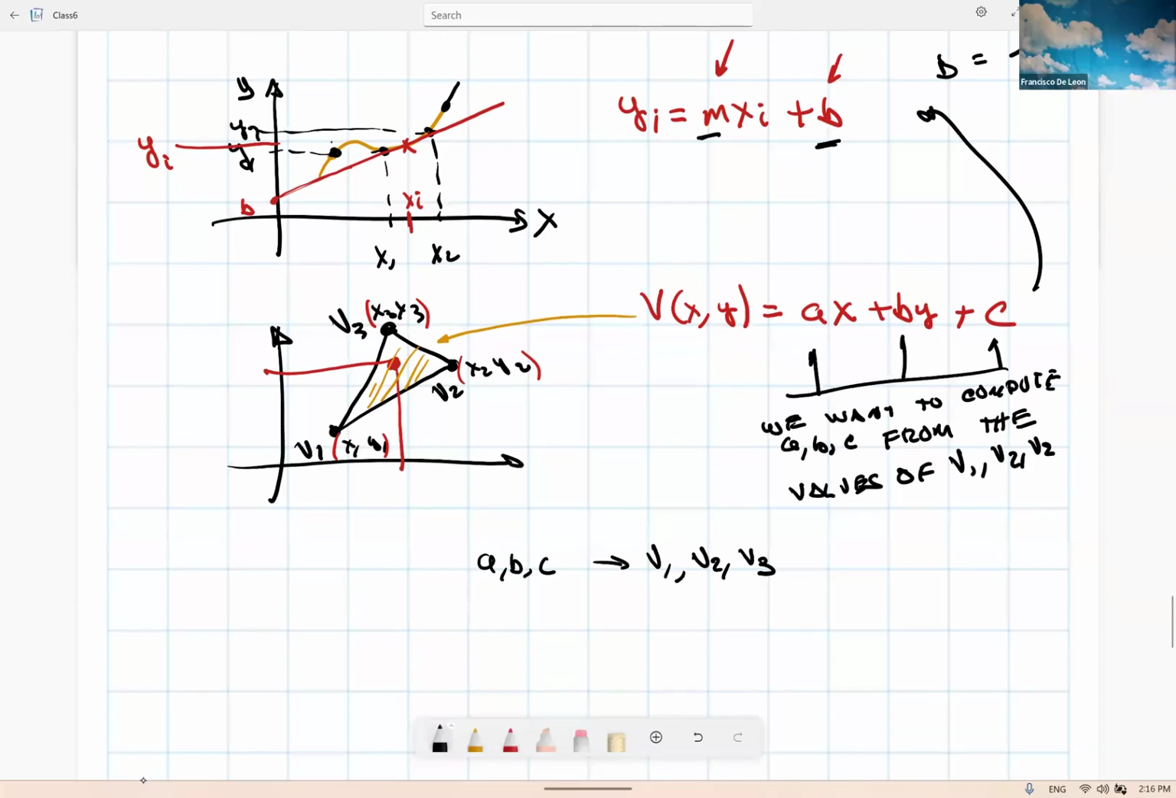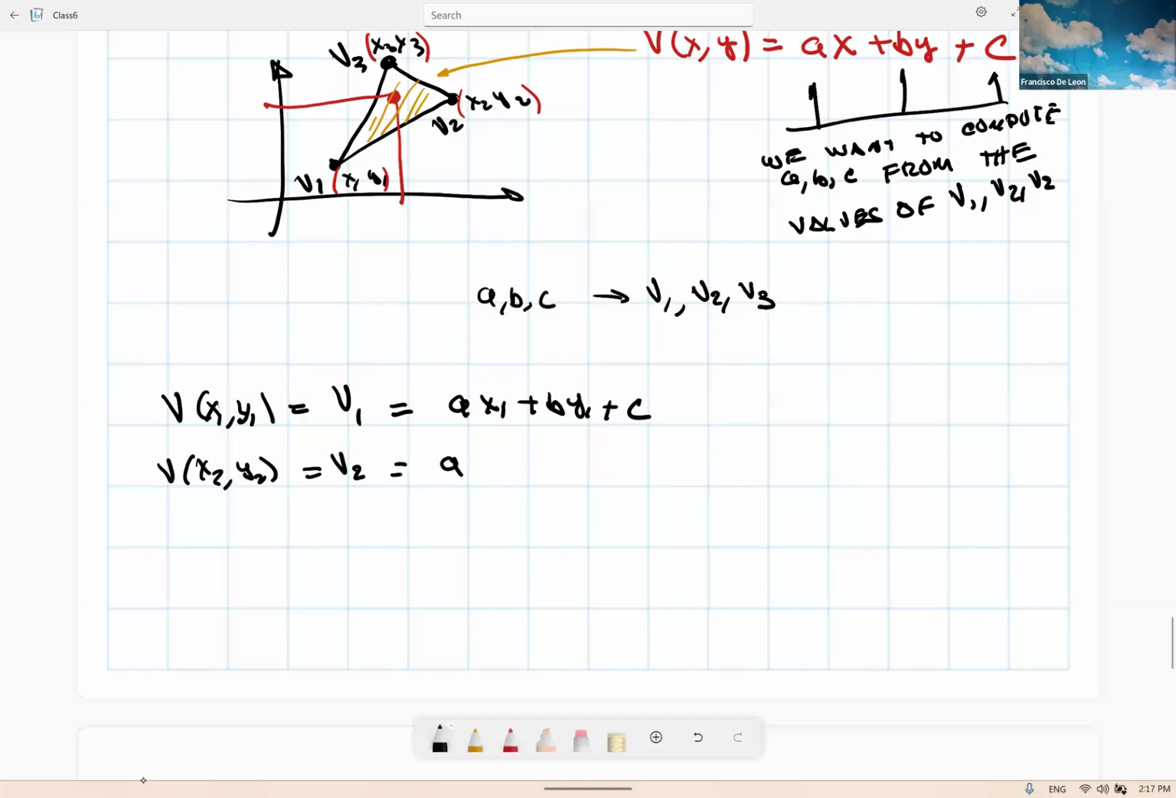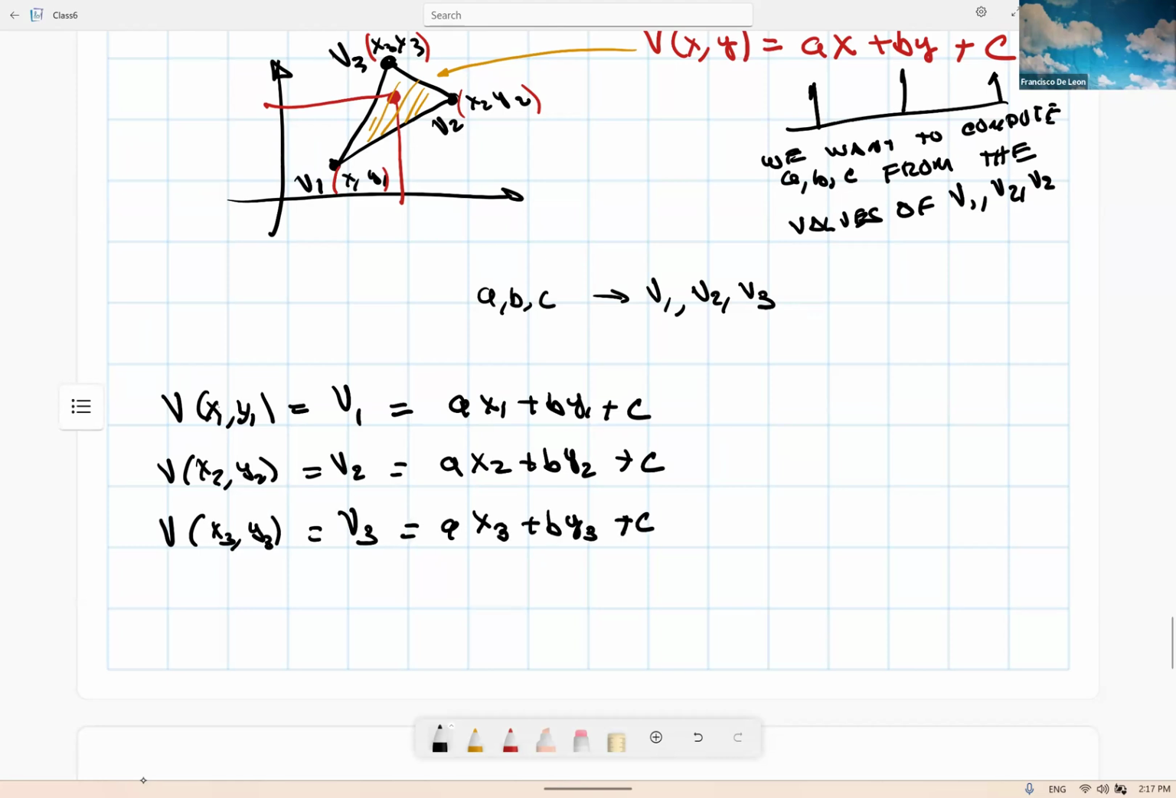All right. So we set 3 equations. We're going to say V of x1, y1, which was equal to V1, is going to be A x1 plus B y1 plus C. And the same I do for x2, y2, which will be V2 equals A, same A, x2 plus B y2 plus C. And the last one, x3, y3 will be V3 equals A x3 plus B y3 plus C. And this is beautiful because I have 3 equations and I have 3 unknowns.